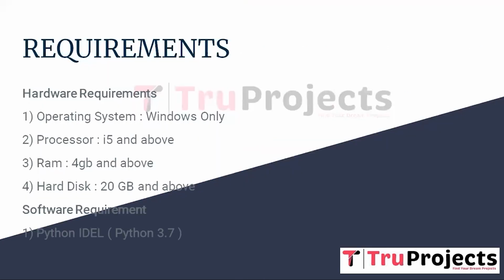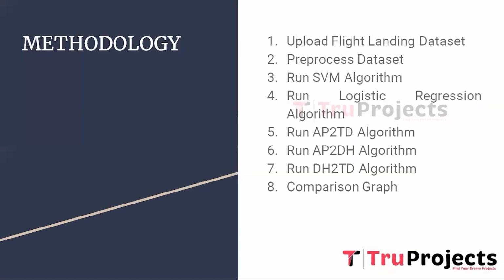etc. Requirements. Hardware requirements: we need operating system Windows, processor i5 and above, RAM 4GB and above, and hard disk 20GB and above. Software requirements: we need to install Python version 3.7. Methodologies. To implement this project, we have designed a few modules.